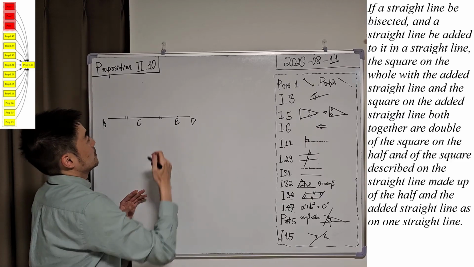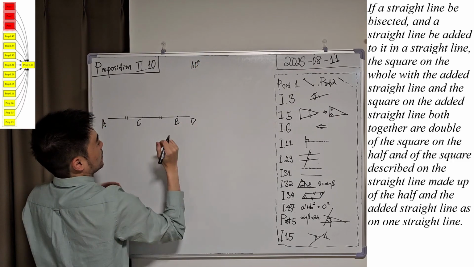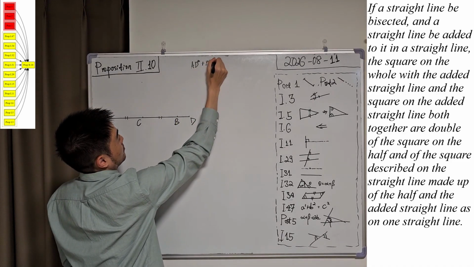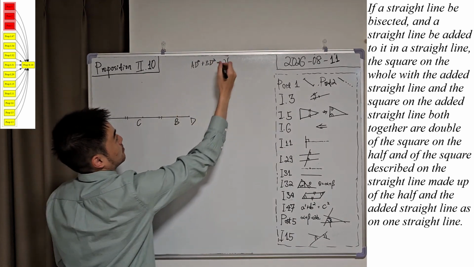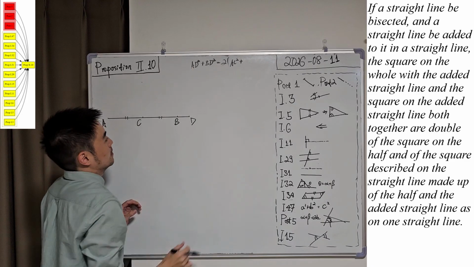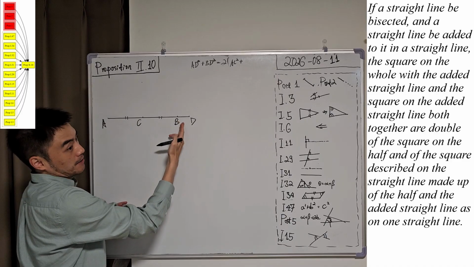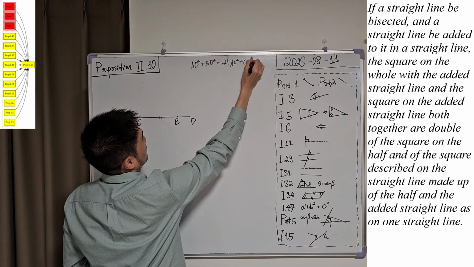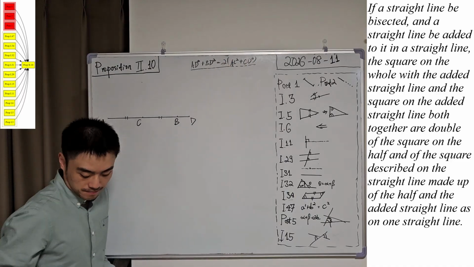Then we have the square on the whole, which means this is the whole, okay? Together with the square on the added straight line, this is another square, will be equal to twice the square on the half, which will be AC square, plus the square on the straight line that is the half plus the added one together. So which means the square here, CD square. Okay, so let us try to prove this equality.